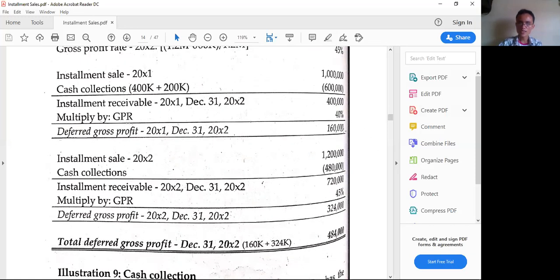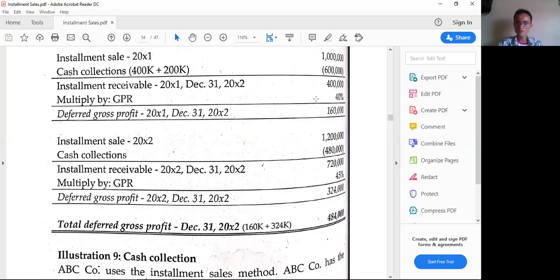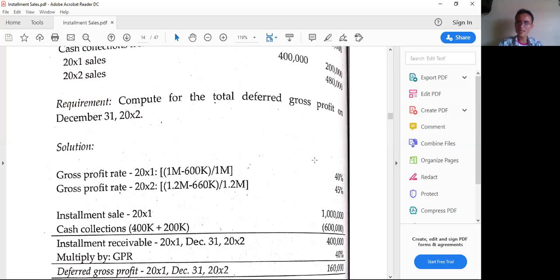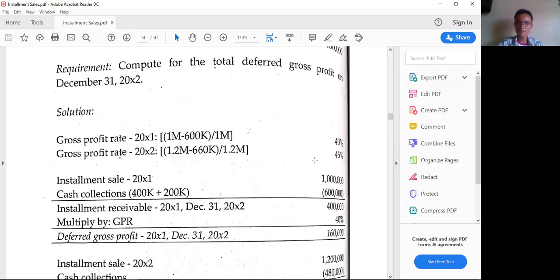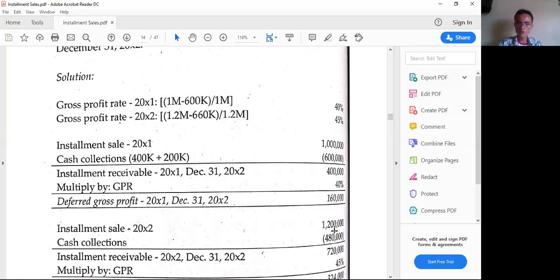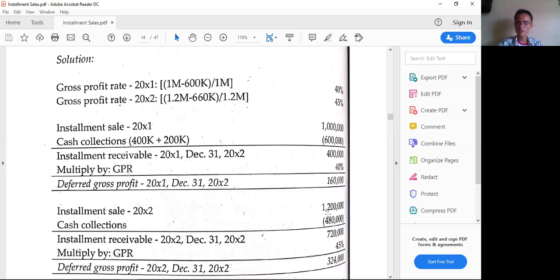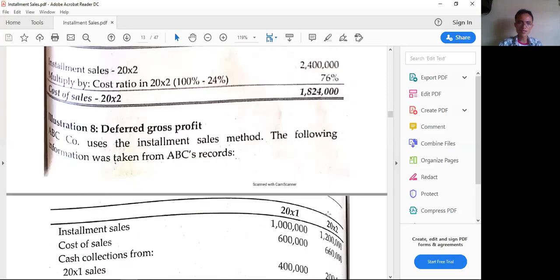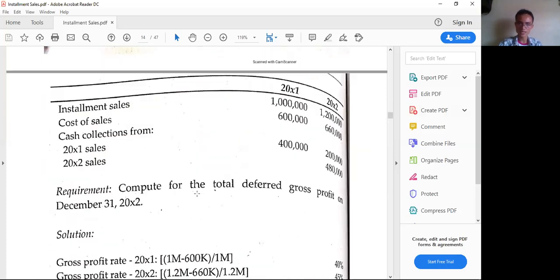The previous one was 80. So 80 plus 216, that's 296,000 realized gross profit. Am I correct? That's review. That's 200 times 0.4, that's 80,000 in thousands, by the way. And 480,000 times 0.45, that's 216,000. All right. These are now the learning points in illustration 8.